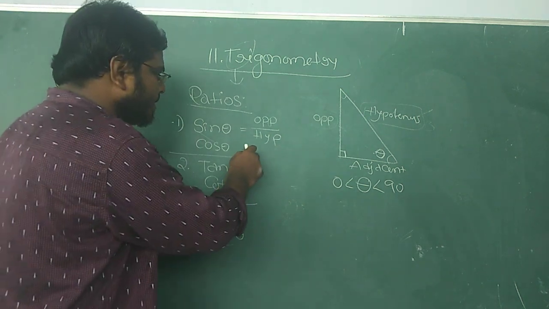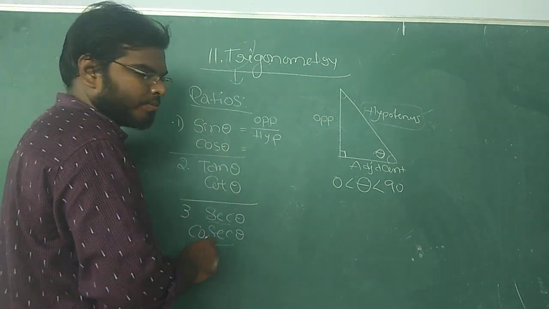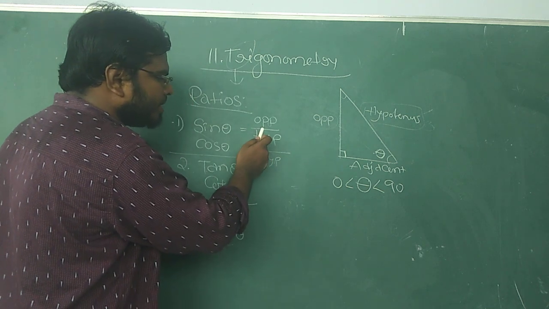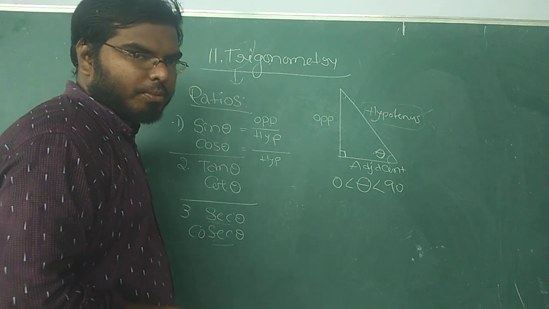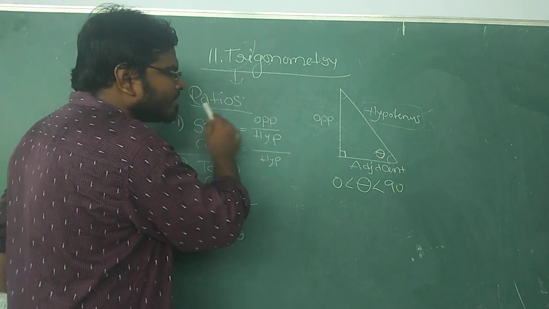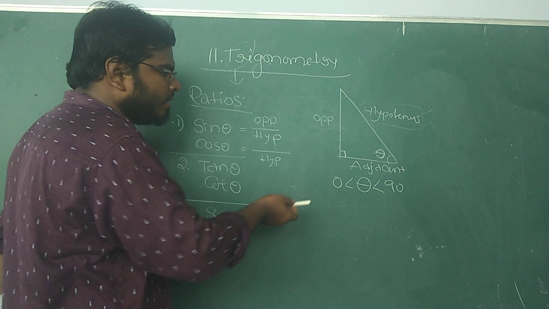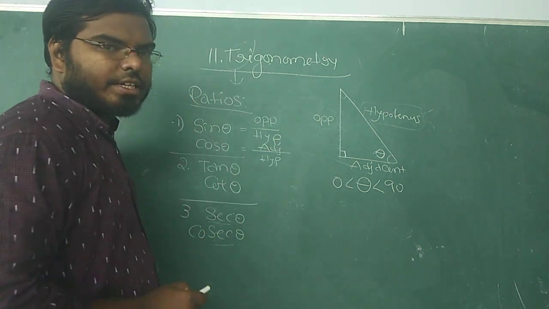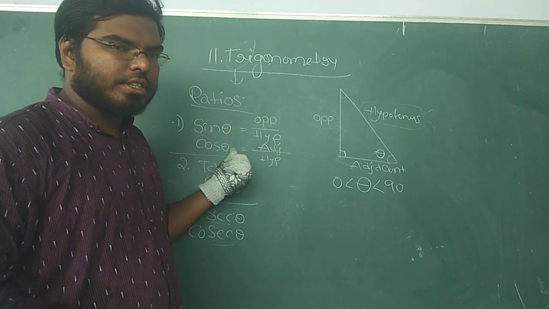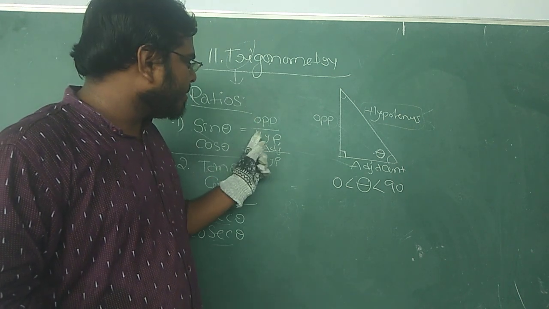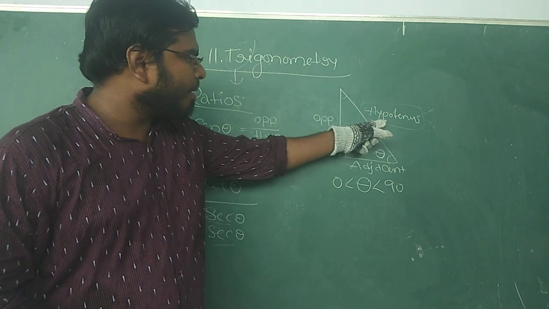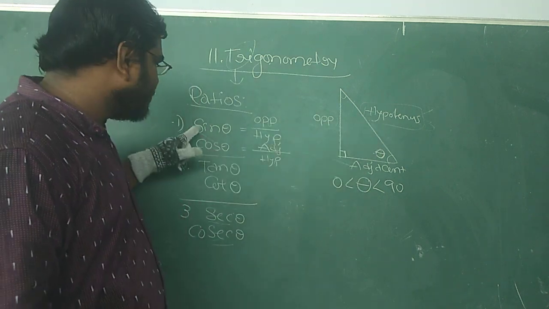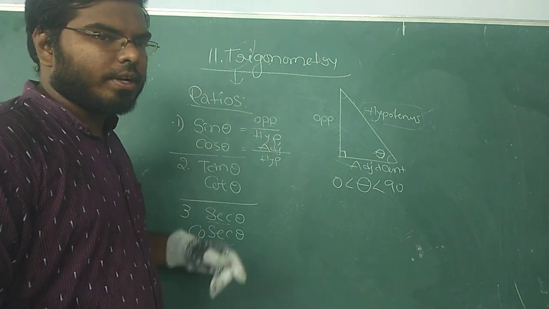Now listen. These two are one group because the denominators are equal. This one has hypotenuse as denominator and this one has hypotenuse as denominator. This one has the numerator opposite side, this one adjacent side. Once again, sin theta and cos theta is one group. Opposite side by hypotenuse is sin theta. Next is cos theta, adjacent side by hypotenuse. The similarity between these two is the equal denominator.